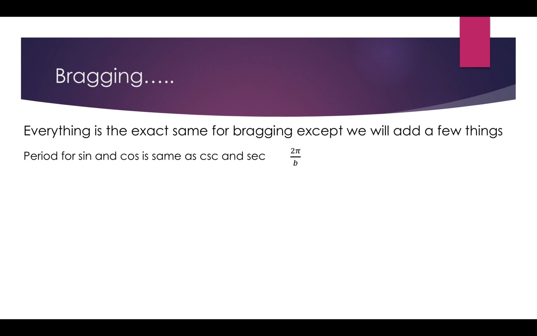The period for sine and cosine is the same as for cosecant and secant. You go 2 pi over b. So if I'm asking you about cosecant 6x, you'd go 2 pi over 6, because b was 6. The period for tan and cotan are the same. They're not 2 pi over b, they are pi over b, as great as that is.